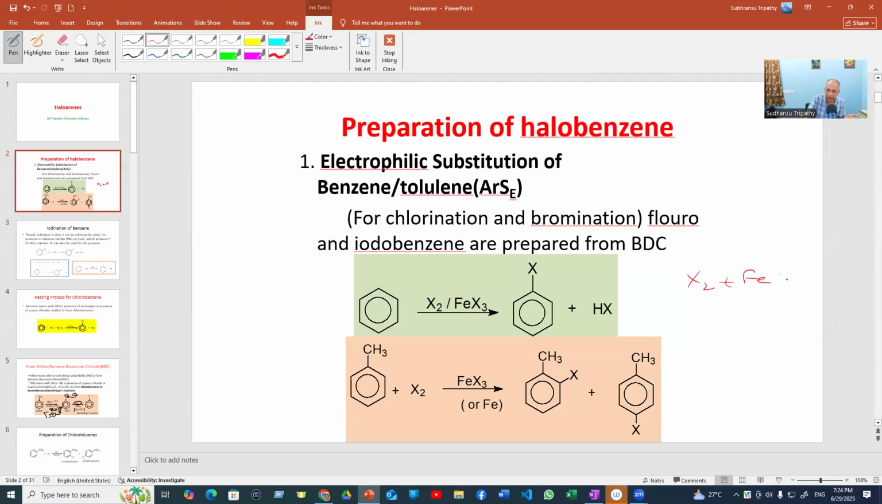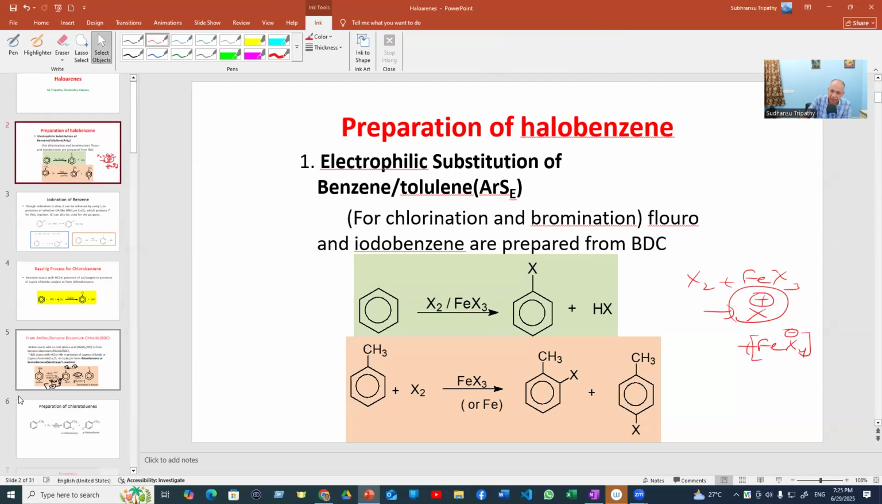And you know, by the reaction of X2 with FeX3, you will get the electrophile X plus, chloronium ion or bromonium ion, plus FeX4 minus. So this will attack the benzene ring, that is ARSC. And if there is another group, then it is an OP director. You get a mixture of ortho and para. The same mechanism, because the ortho and para positions are electron rich. The minus delta is there, so the electrophile will attack at that position with greater rate.